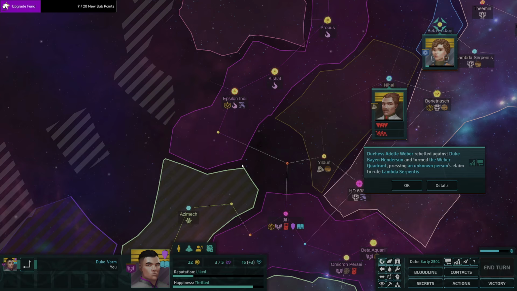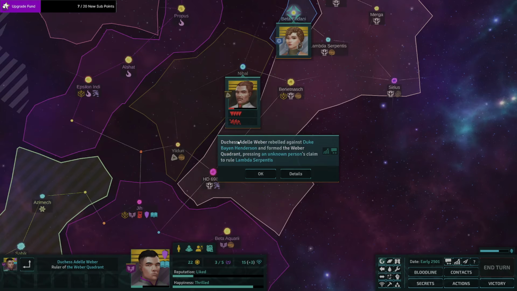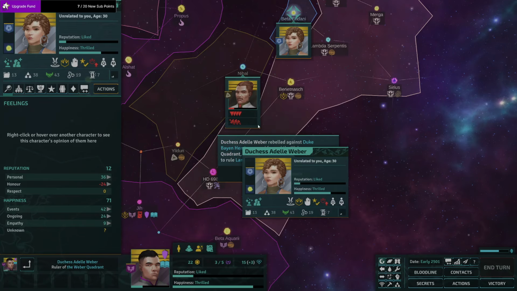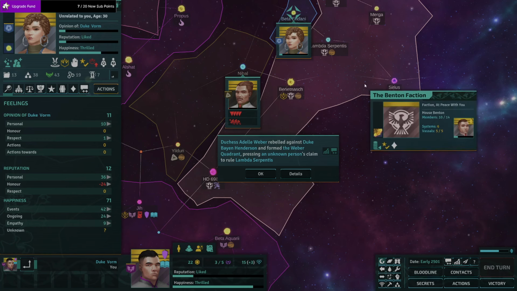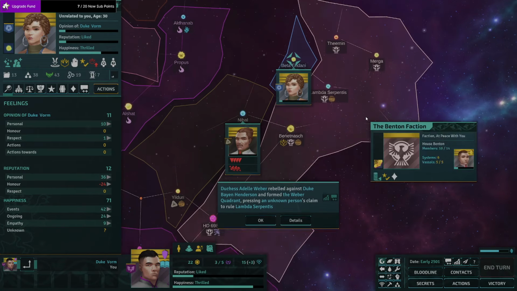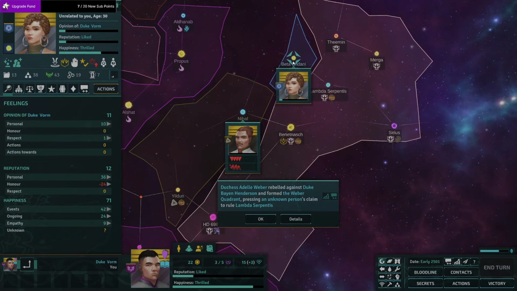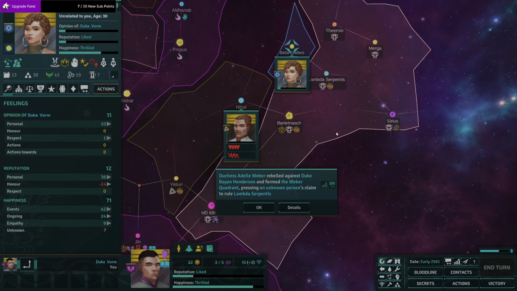All right, Adele Weber rebelled. Uh-oh, rebellion in foreign states. So, a Duchess against Duke Bayan Henderson informed the Weber Quadrant, pressing an unknown person's claim to rule Lambda Serpentis. Okay, so Lambda Serpentis is the cause of the problem. So she's forming up her own little faction to force the claim that somebody in her court apparently has to go after that. So not much I can do about it.